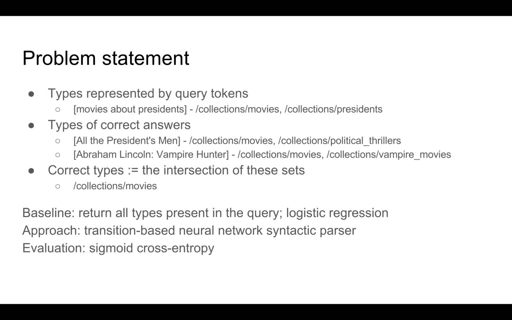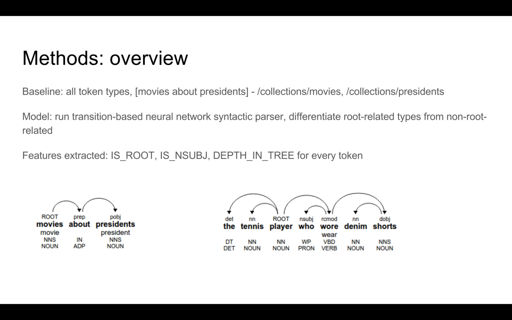Our approach is to use a syntactic parser that we run on the query to determine the structure of the query and hopefully differentiate between head words, like in this case, movies about presidents. Movies is the head word, which makes this type more likely to be correct than this one. Or in the longer query, tennis players who wore denim shorts, the player is the head word, which means the correct type is a person or a athlete or something like that.